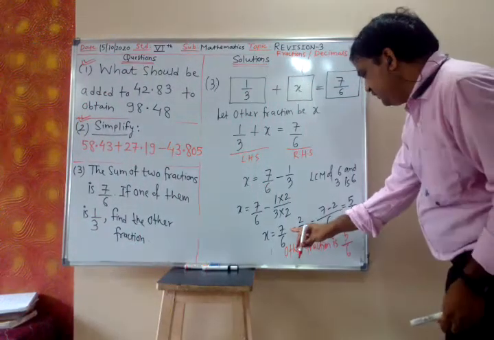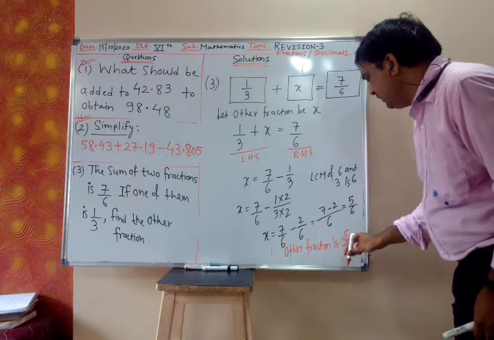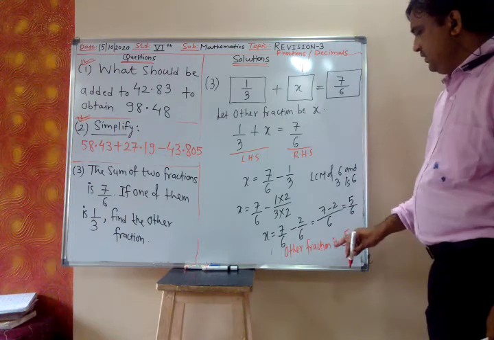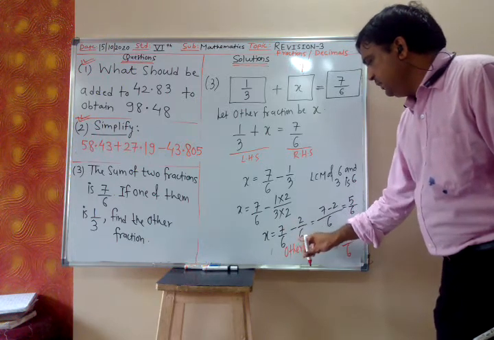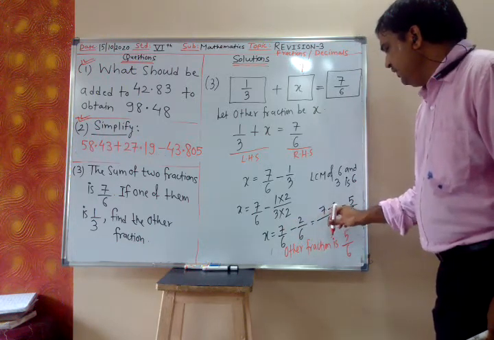Yes. So the other fraction is 5 by 6. 7 by 6 minus 2 by 6, 7 minus 2, 5 by 6.